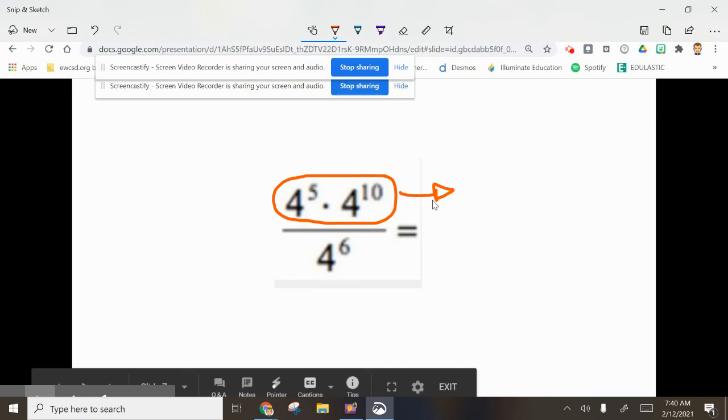So we're going to go ahead and do that. We're going to get 4 to the 15th. Remember, you add them. And then I have 4 to the 6th. All right, what do we do here? Isn't there a battle happening? Wouldn't you just basically bring the 6 up and subtract it? All right? When you subtract that, you're going to get 4 to the 9th.